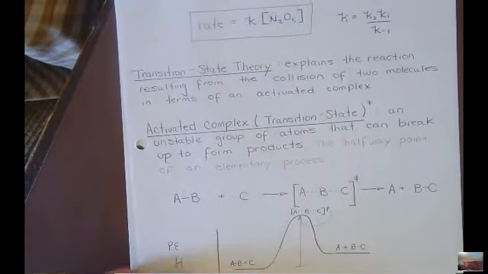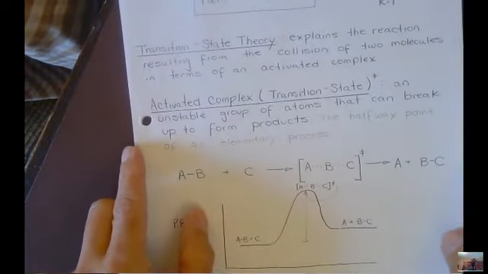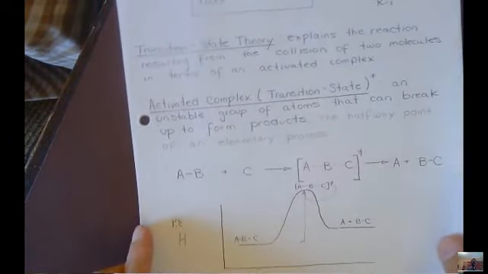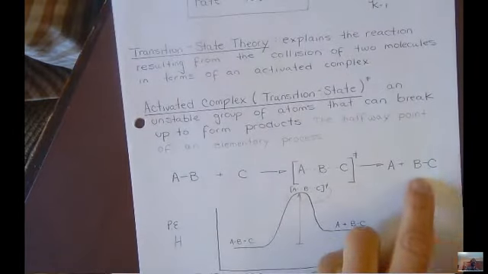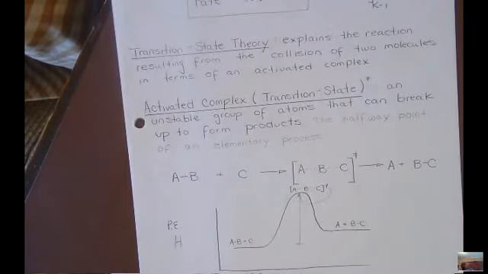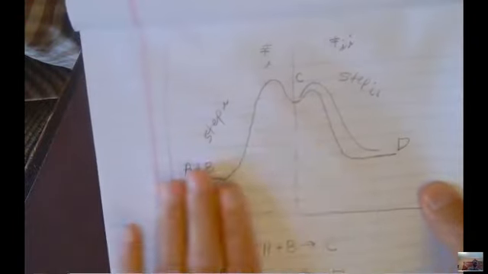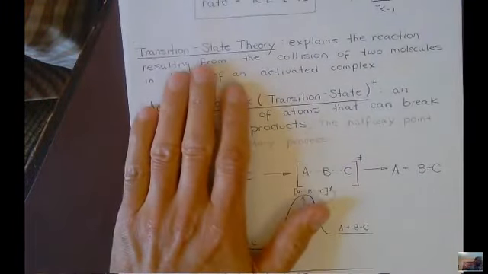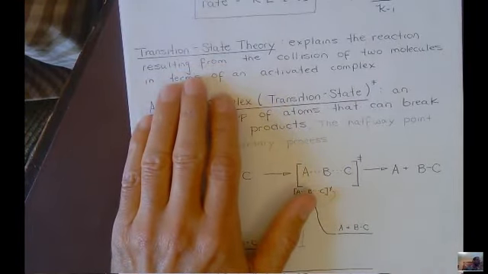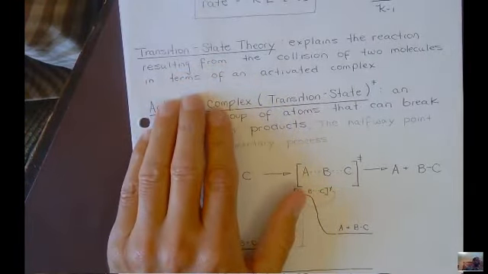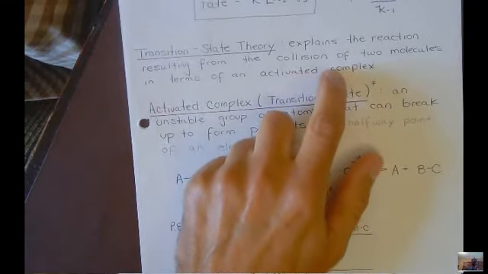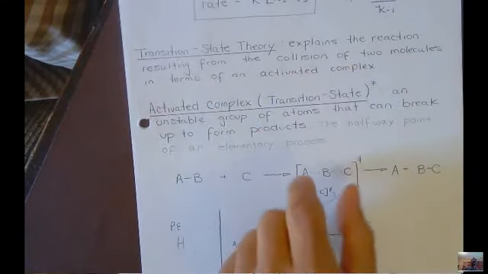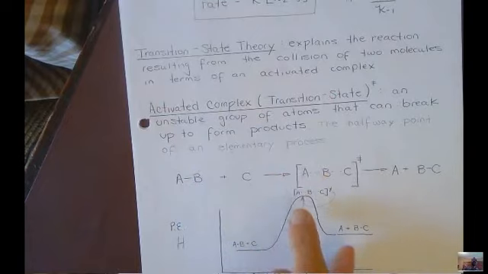So let me read these two things to you and I'll stop right there. Here's my example. Okay, this is a one-step reaction. Here, the one I just did was a two-step reaction with an intermediate. So let's talk about the one-step reaction. Transition state theory explains the reactions resulting from the collisions of two molecules in terms of an activated complex. The activated complex is this thing over here. The top of the diagram, we call that the transition state.